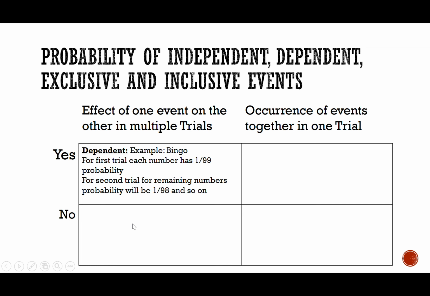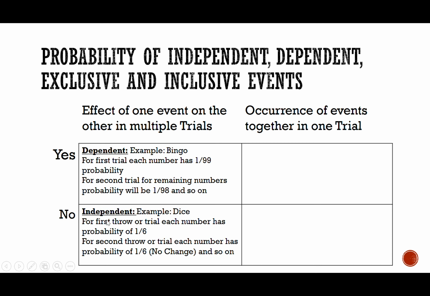Now, if it does not affect, then it becomes an independent event. For example, in dice, for the first throw or trial, each number has a probability of 1 over 6. If we throw it a second time, each number still has a probability of 1 over 6, which is no change, and so on. So this is an independent event.